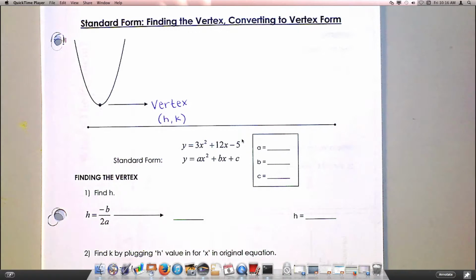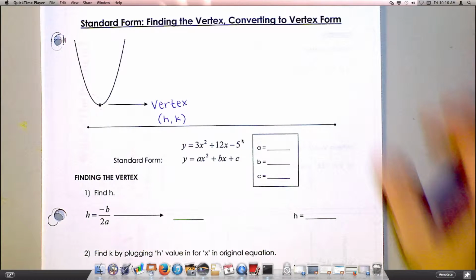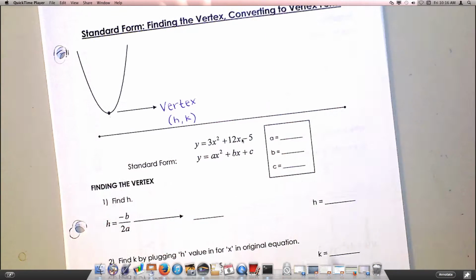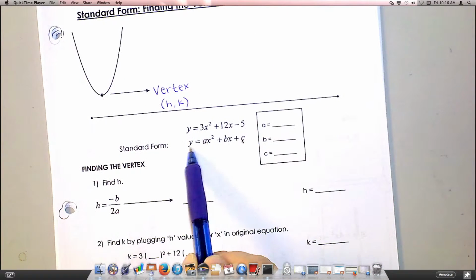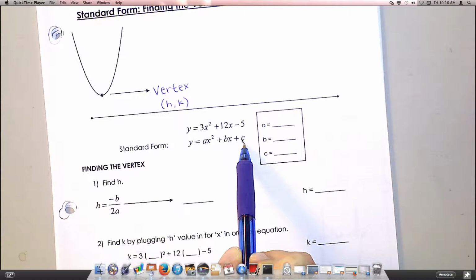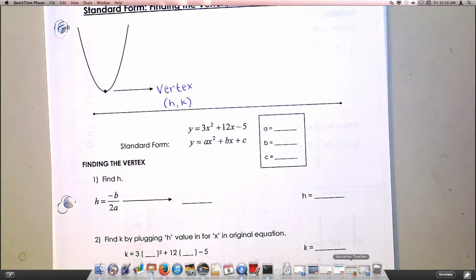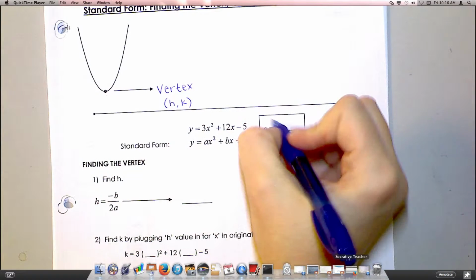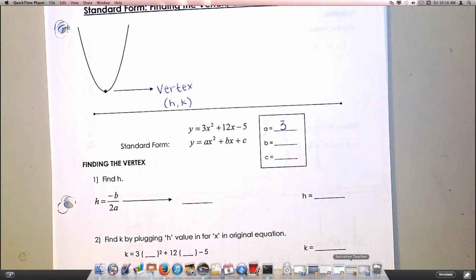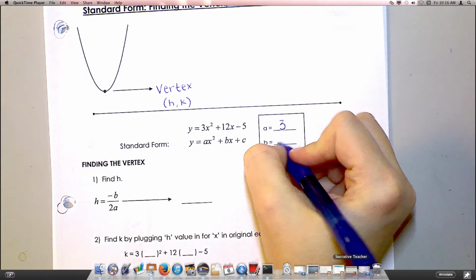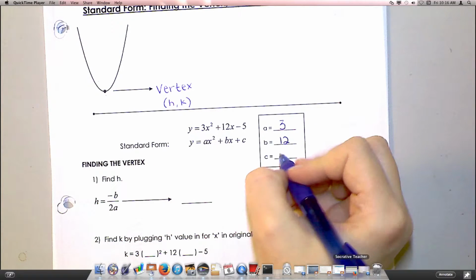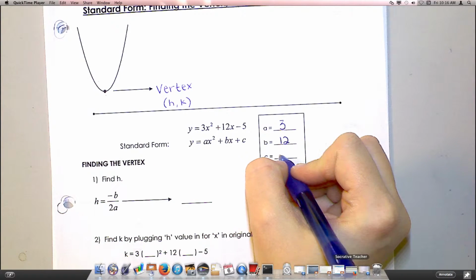So my goal is to find the vertex. I'm going to find H and K, and then I can write it in vertex form. Okay? So here's an equation that's in standard form. Remember, standard form looks like this, and A, B, and C are numbers. So what number is A? Sean? 3. Yeah, A is 3. What's B? 12. And then C is, careful, negative 5. Yep, C is negative 5.